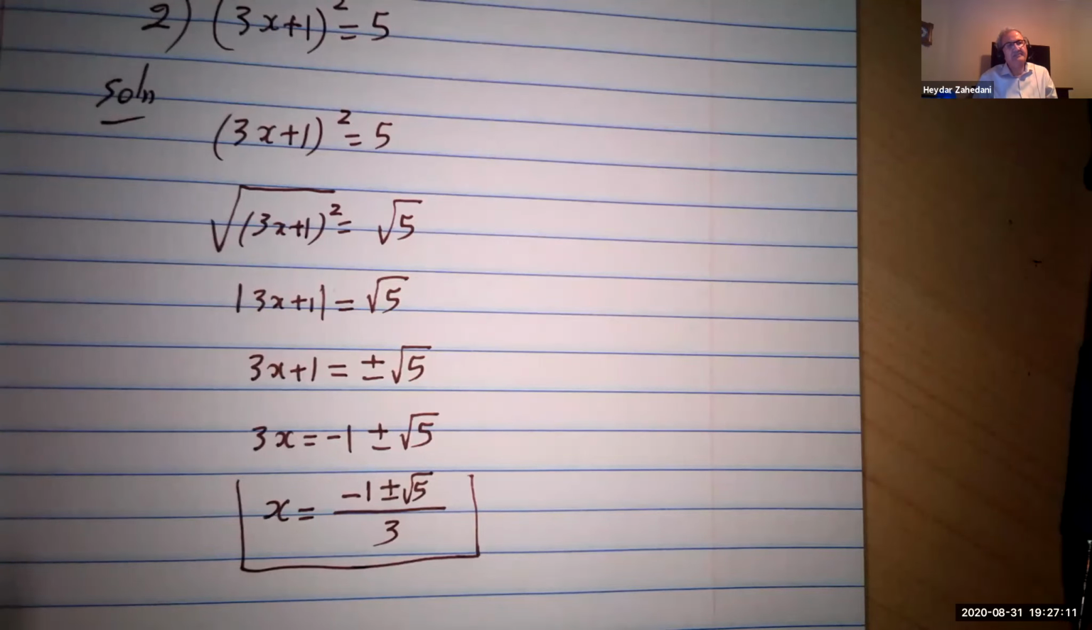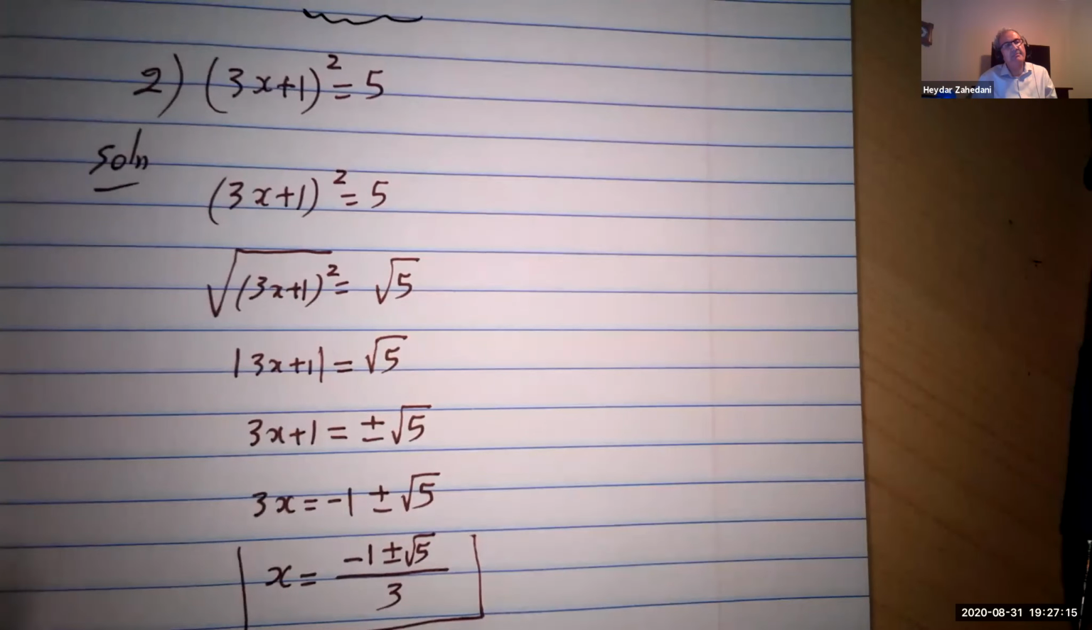Any question? So this method would be useful, especially for this type of problem, because if you square it and just move it to one side, then you cannot recover it as a factoring method. So just taking the square root gives us the final answer. Okay, any question?